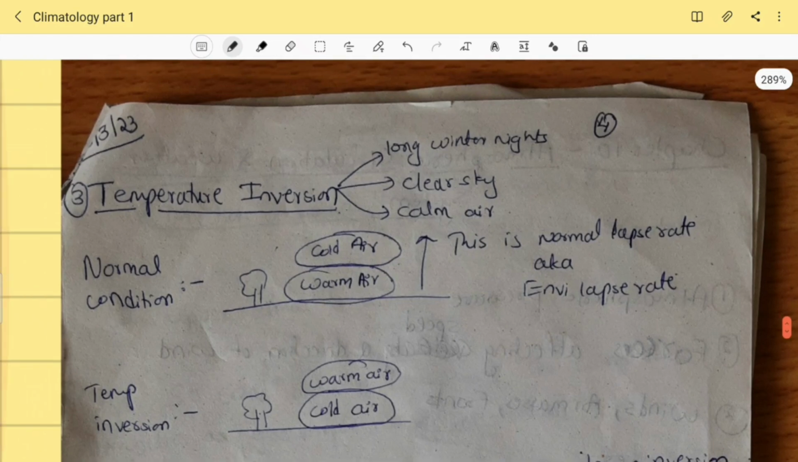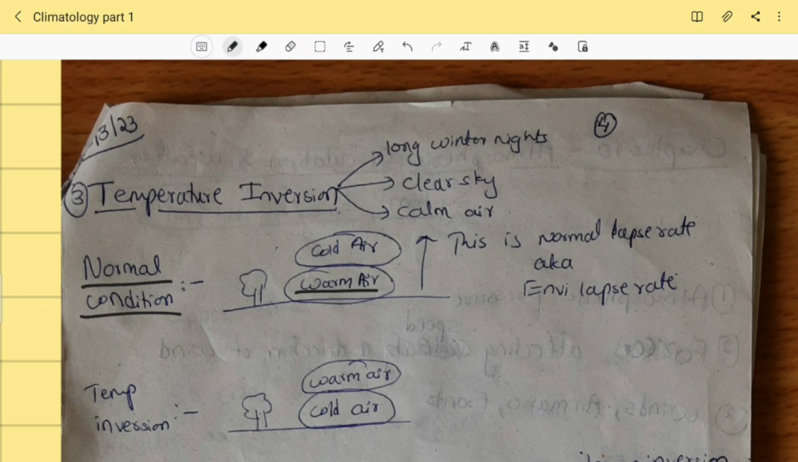So what is temperature inversion? Before studying about temperature inversion, let's see what is a normal condition. When it's normal, warm air is down, because we know that the earth is the reason why we are feeling the heat. It's not the sun. You should always remember that we are experiencing the heat not because of the sun, it's because of the earth's radiation that we are experiencing the warmth.